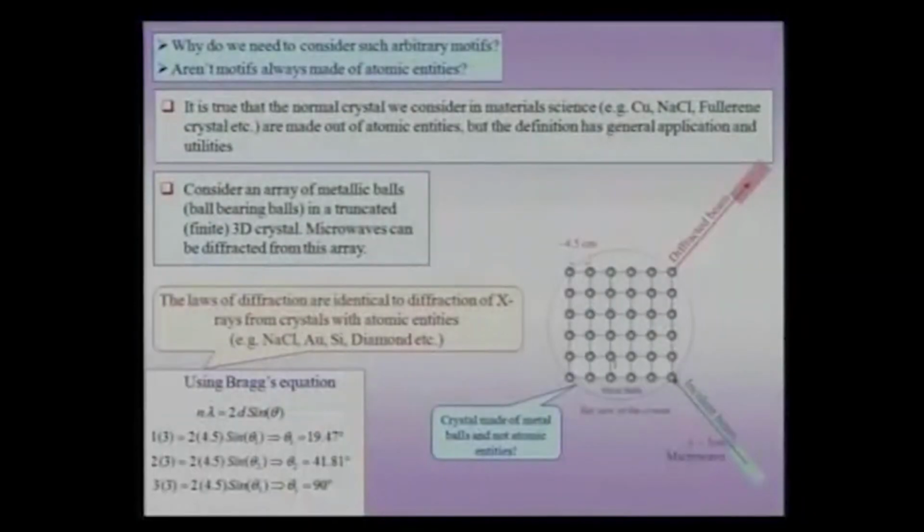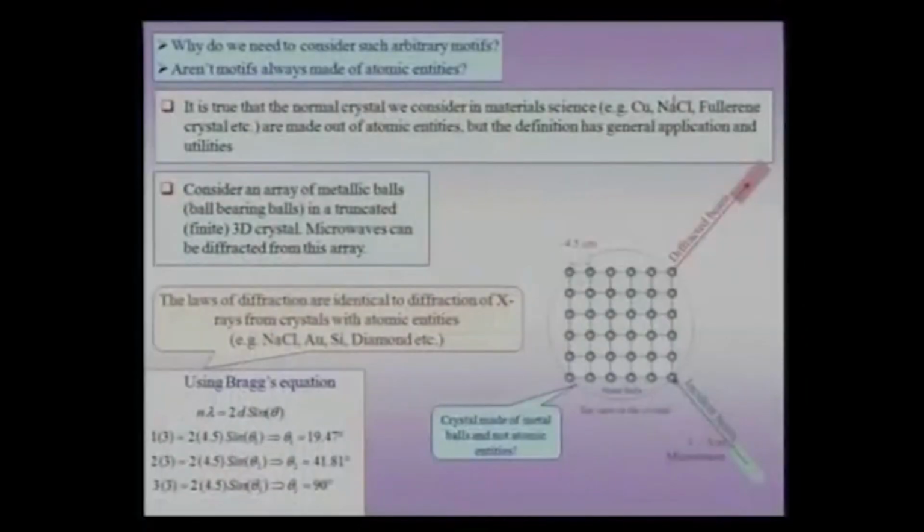Then you use a spacer, typically made of some kind of foamed polystyrene or polyurethane foam, and on top of that you make another 2-dimensional array of such balls. In other words, you construct a 3-dimensional crystal. Now the motif in this 3-dimensional crystal is a macroscopic entity. It is nothing but a ball bearing ball. So the crystal which I make would look like the picture shown here, and this is just a projection from the top. In this case I can do a diffraction experiment, and we know that, for instance, in Bragg's diffraction experiment you would send X-rays into a material, for instance a crystal of sodium chloride.